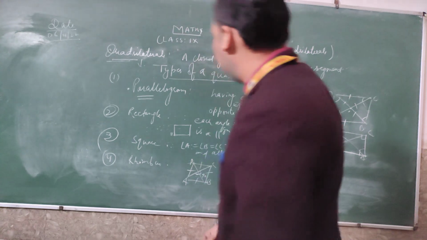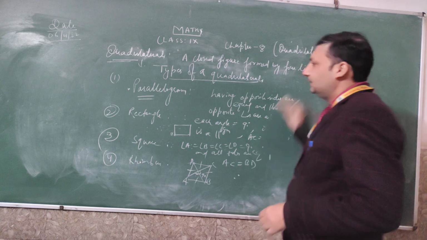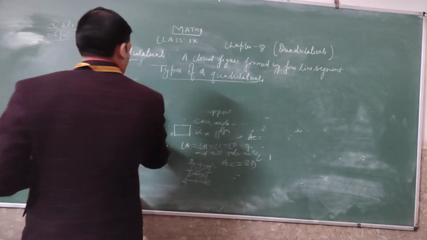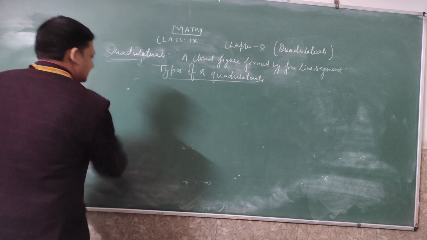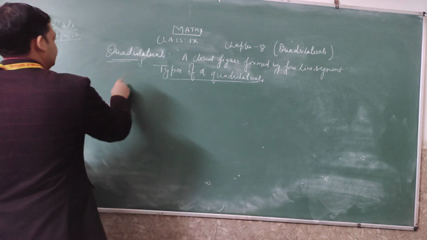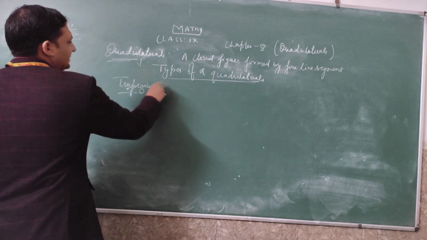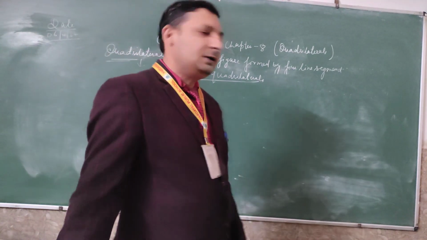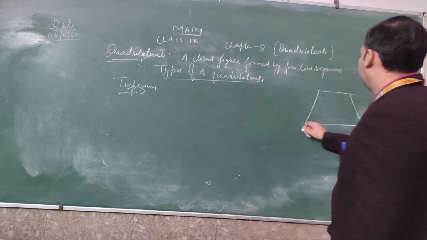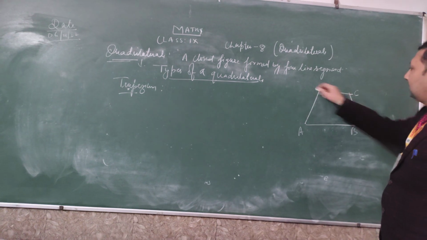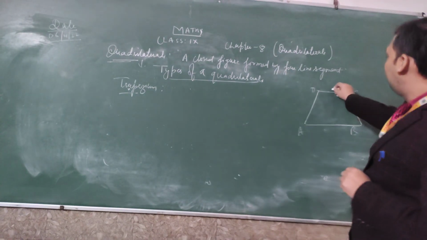Next type of quadrilateral we will discuss after this, that is trapezium. Trapezium is also a quadrilateral, but it looks like this. This is called trapezium. ABCD is a trapezium having one pair parallel. One opposite pair is parallel.